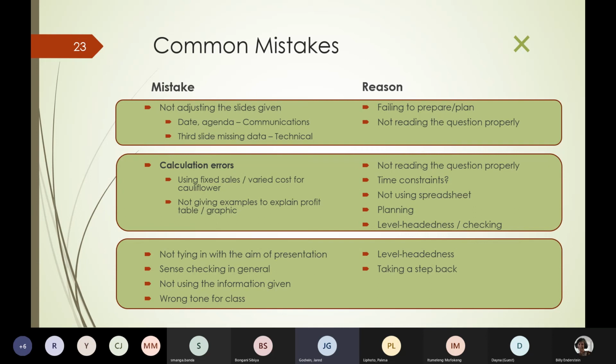Okay, so some of the common mistakes, what did we see here? One of the mistakes is not adjusting the slides given. I mentioned that they gave you those first 3 slides, and some students just used them as is. If you look back now, you'll see the agenda slide was very confusing, first of all. Not only confusing, it was whole sentences being used there, and it was just all over the place. So they wanted you to tighten up the agenda slide.